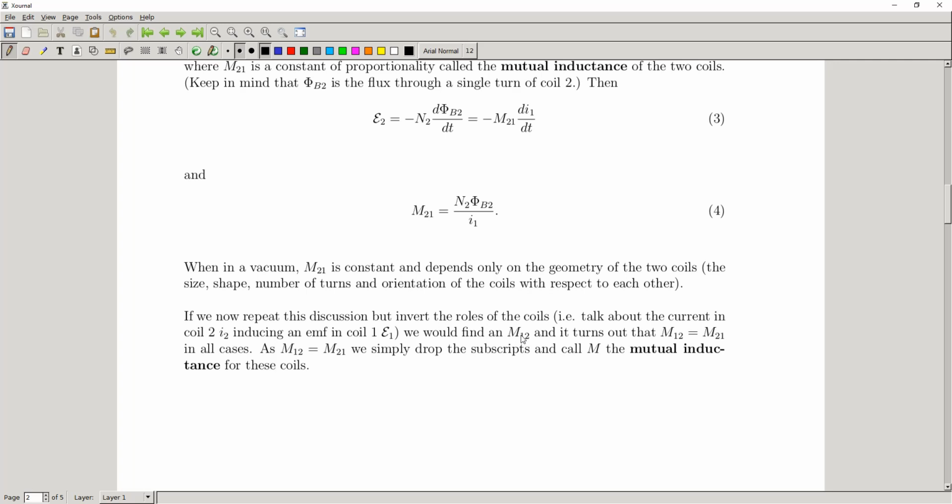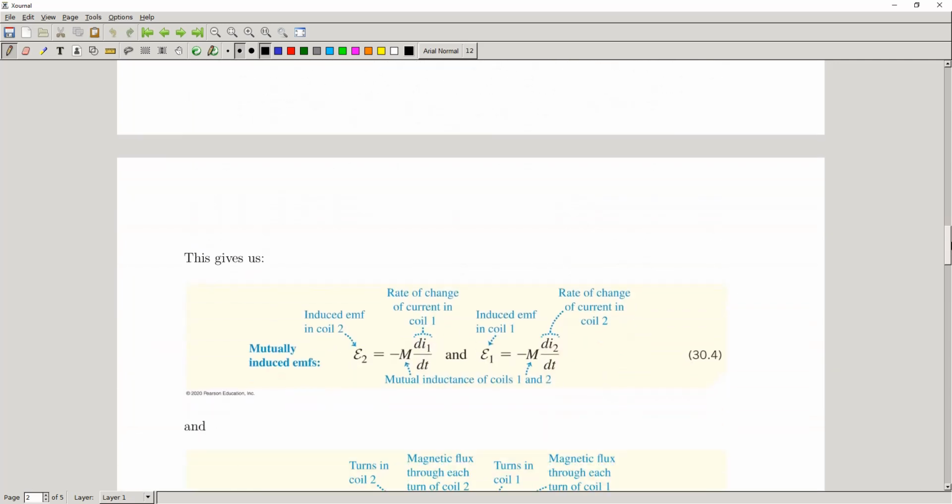But it turns out that if the geometry of the situation stays the same, if we still have the same coils oriented in the same way and nothing else has changed, then it's always true that M12 is equal to M21, okay? And since these are always equal, in the case where we still have the same setup, we just drop the subscripts and call this M. So M is going to be our mutual inductance.